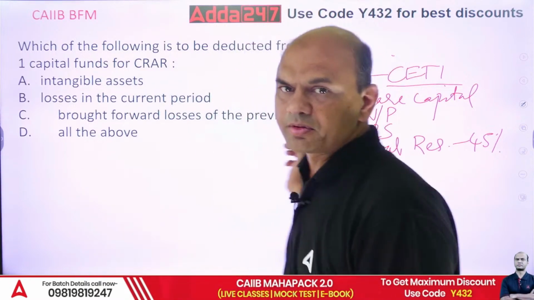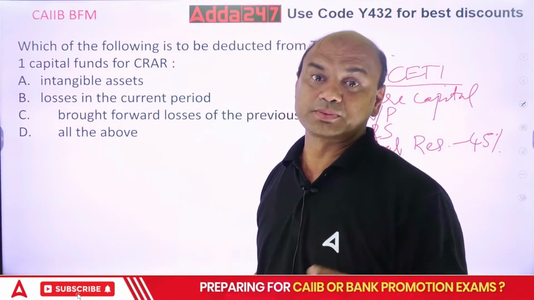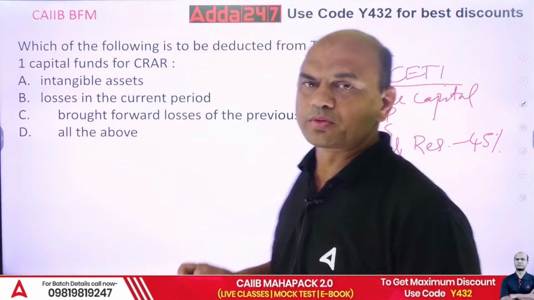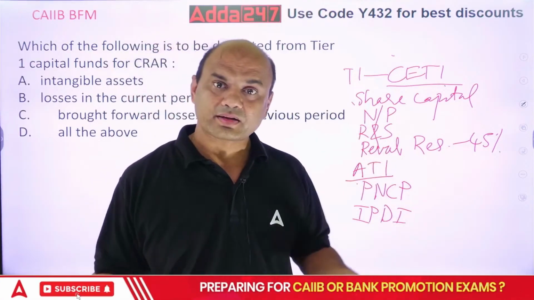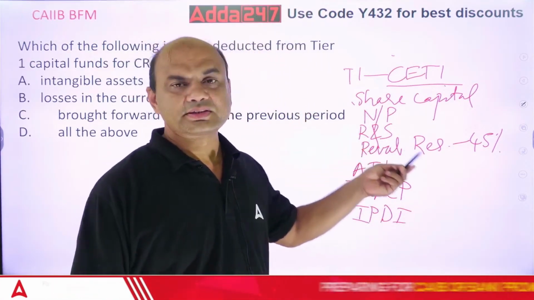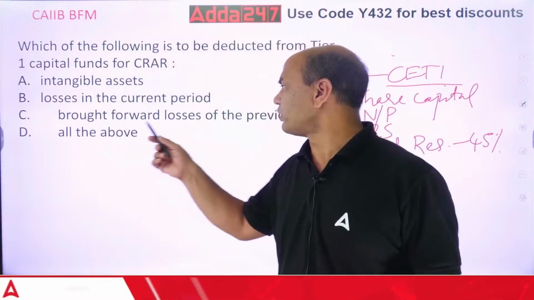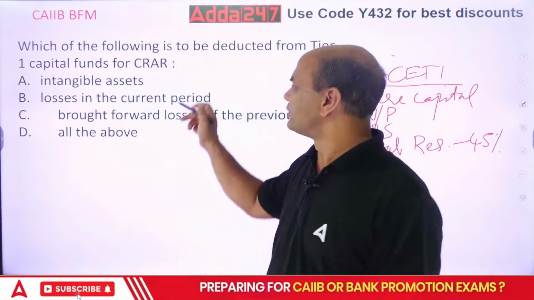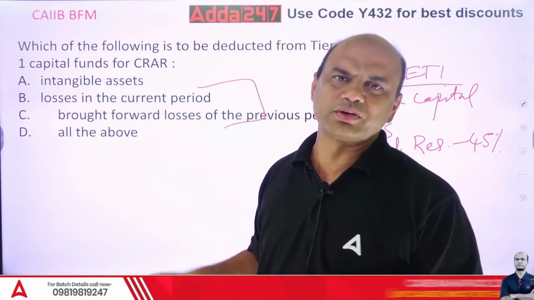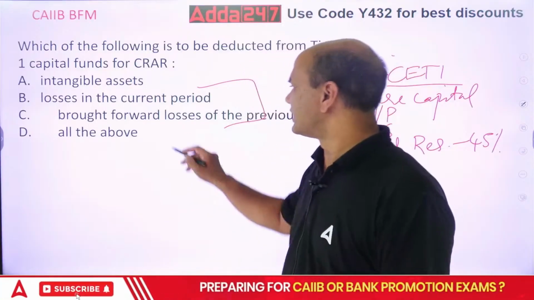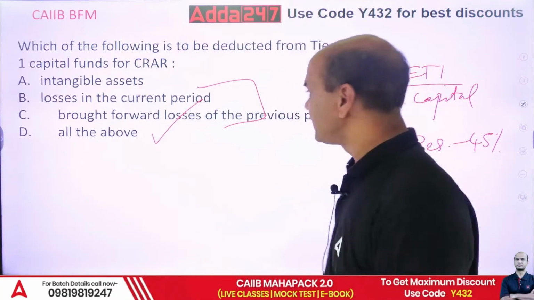Losses. I take net profit over here, so if I am having a loss, definitely net profit will not be there. That needs to be deducted. If I am adding net profit over here, and if I get a loss, then I'll have to subtract the net loss, isn't it? Reserves and surplus, that's okay. What is the third part? Brought forward losses from the previous year. That is one and the same. Let the loss be in this year or last year, you have to deduct it. Simple, isn't it? So the answer is all of the above. Got it?